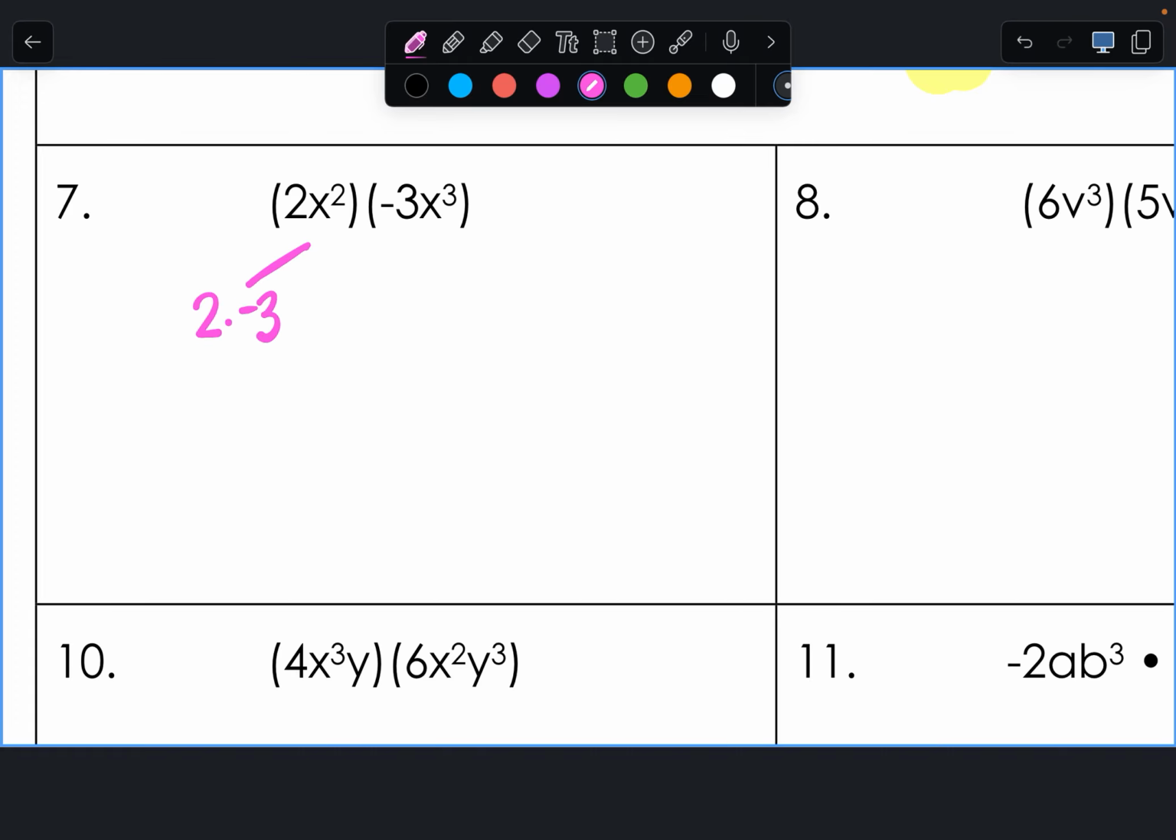Then you also create a group for your y's. One of the y's does not have an exponent, so I assign it a 1. The y stays the same. 1 plus 3 is 4. Bring it all back together for your final answer: 24, x to the power of 5, y to the power of 4.